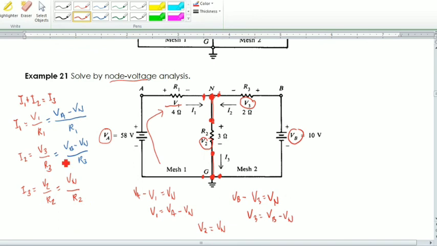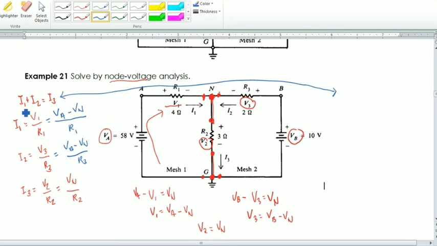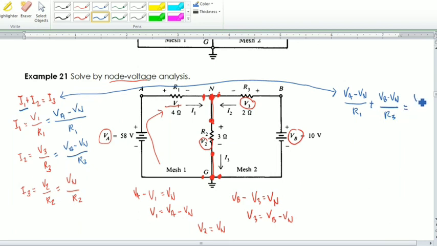Do you follow? So, using these values of I sub 1, I sub 2, and I sub 3, we will now apply them in our equation, which was taken earlier from the application of KCL at your principal node. So, I sub 1 is V sub A minus V sub N over R sub 1, plus your I sub 2, which is V sub B minus V sub N over R sub 3, equals your I sub 3, which is V sub N over your R sub 2.